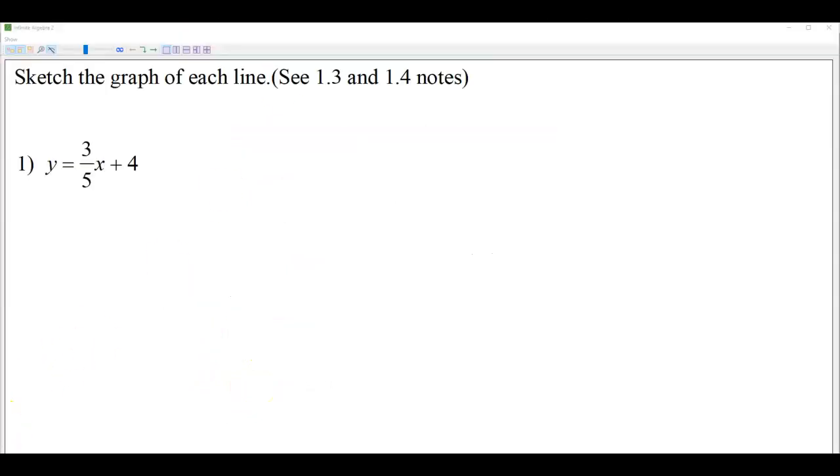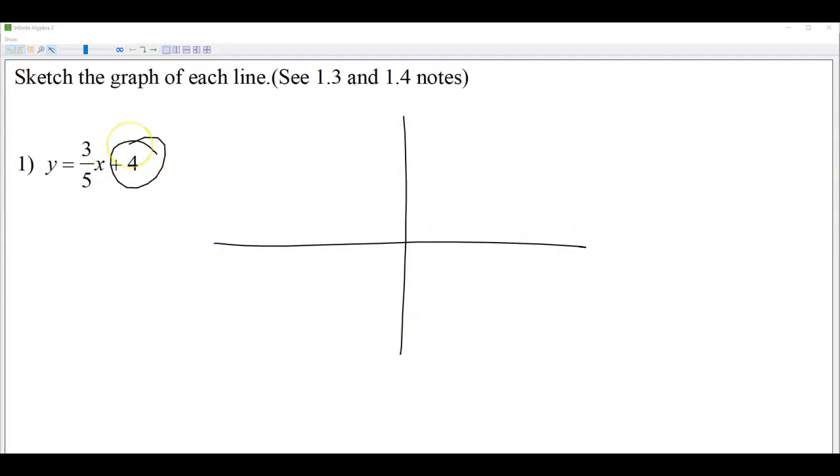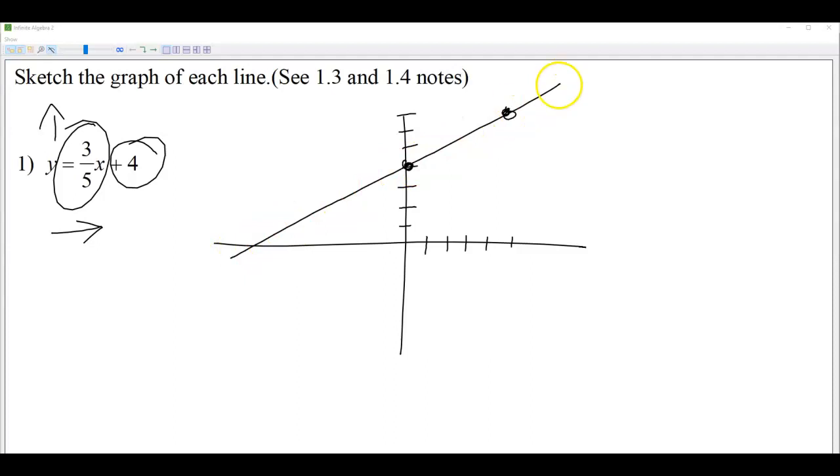So let's begin. All right, so draw a graph here real quick. Notice that the y-intercept is 4, so I'm going to go up 4 spaces and put a dot. And notice that my slope is 3/5. That means I'm going to go up 3 and right 5. So up 3 and right 5 would put me right about here. And then we connect our dots, and that is the graph of that particular function.